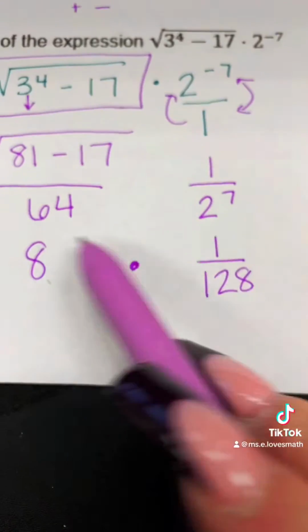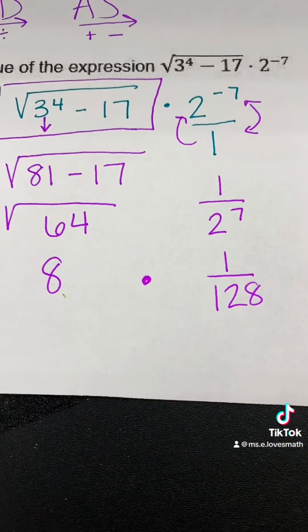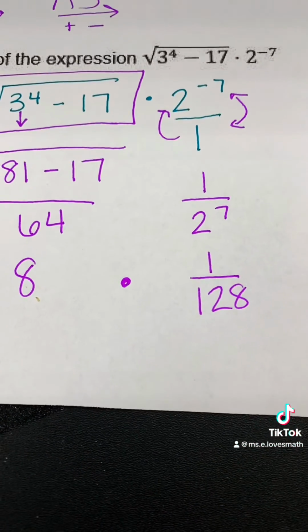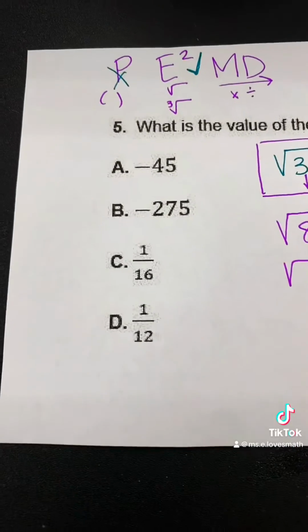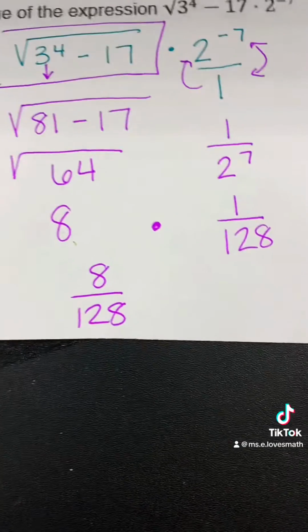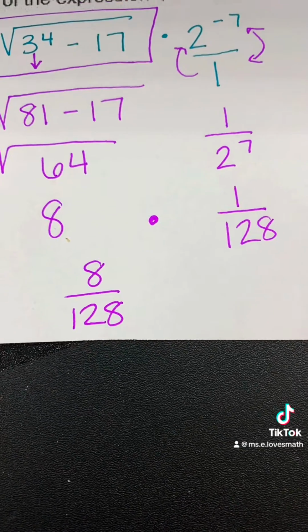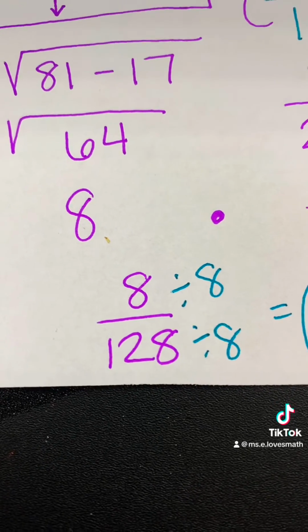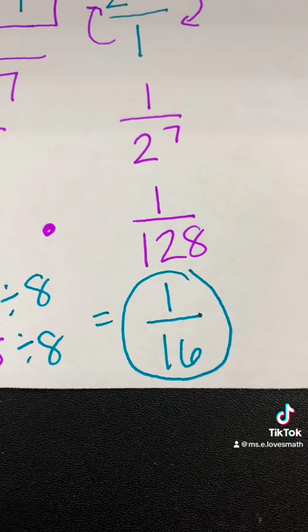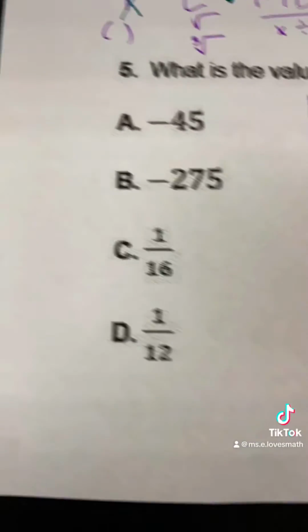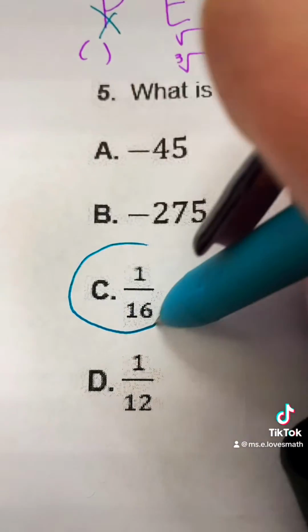Our last step is to multiply 8 times 1 over 128. We end up with 8 over 128. However, that is not one of our options. That means we need to simplify this fraction. Both 8 and 128 can be divided by 8, so our answer is 1/16 in its simplest form. That means our answer is C.